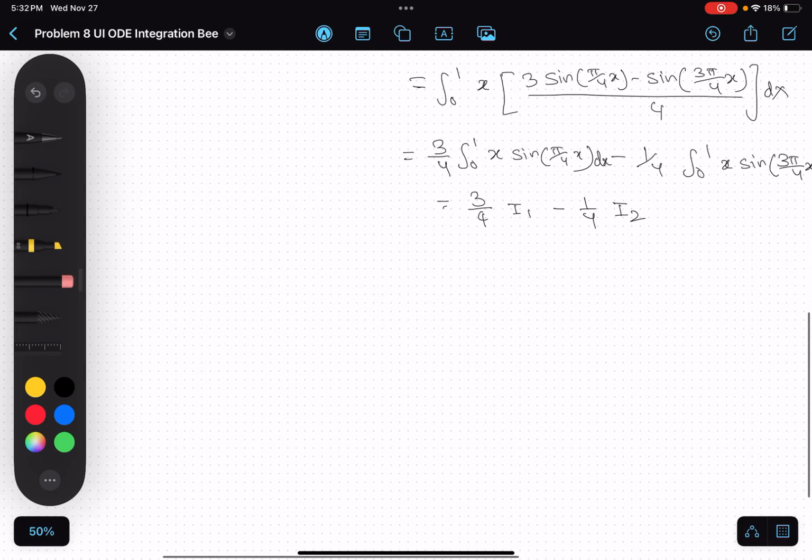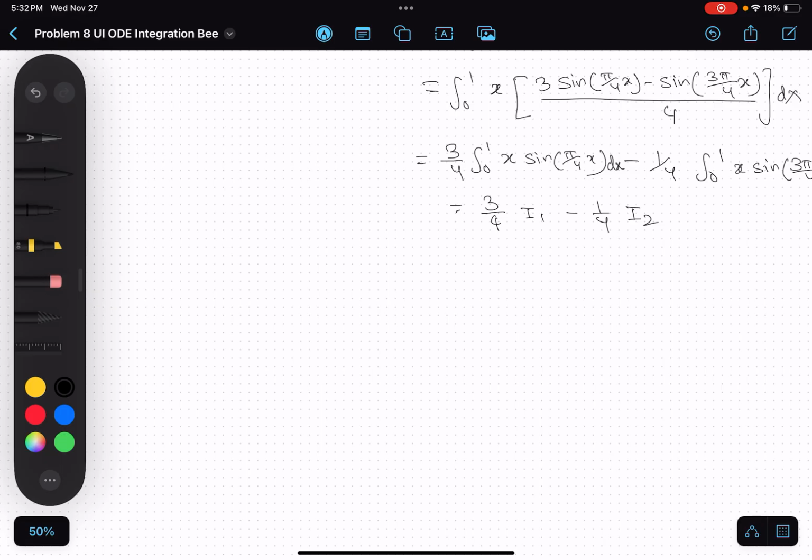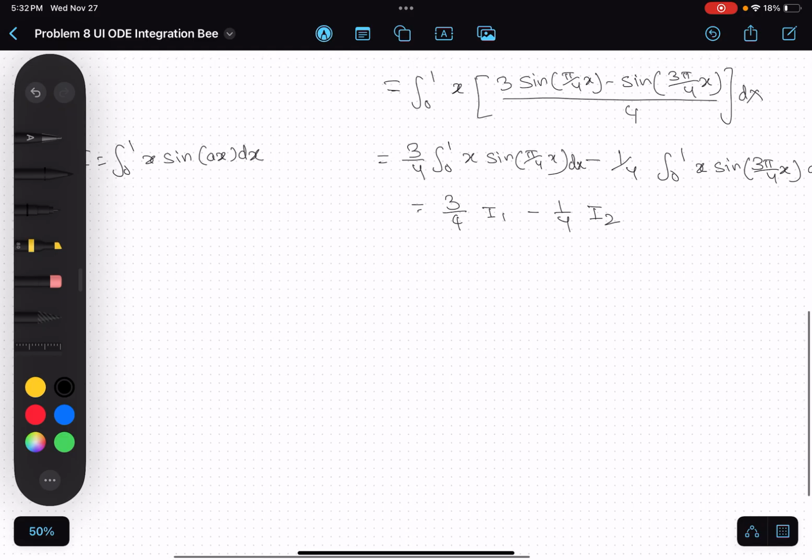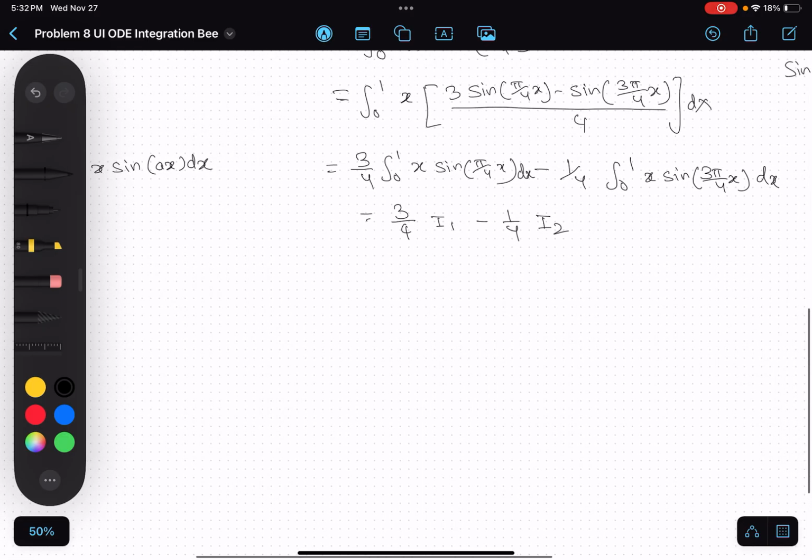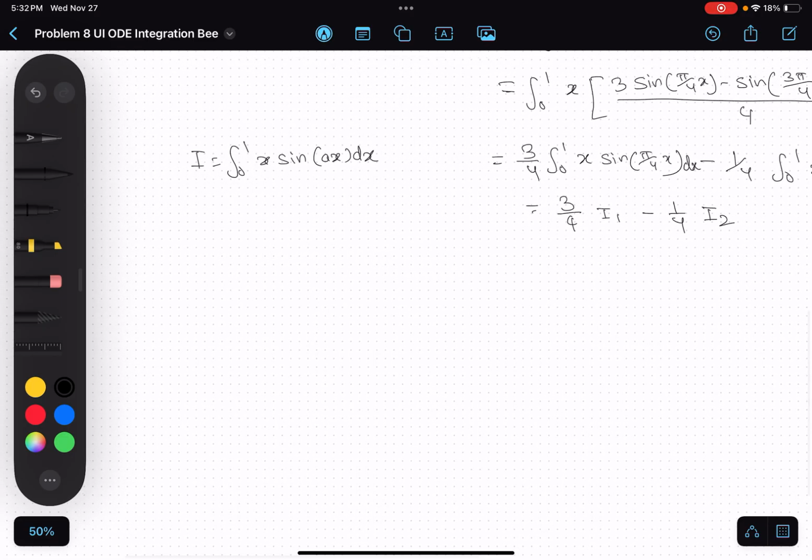Do it over here. We will evaluate another integral, which is the integral from 0 to 1 of x sin(ax). We will evaluate this general integral so that when a is pi/4, we get the first integral. When a is 3pi/4, we get the second integral, right? So let's evaluate this general integral so that we reduce the burden of evaluating two integrals, right? Okay, for this one we just need to use integration by parts.